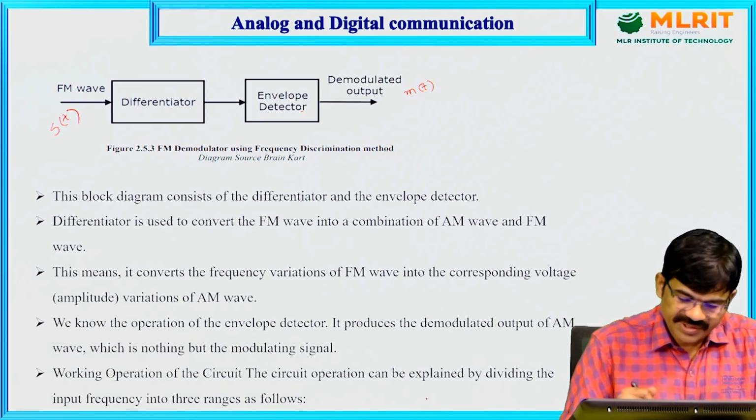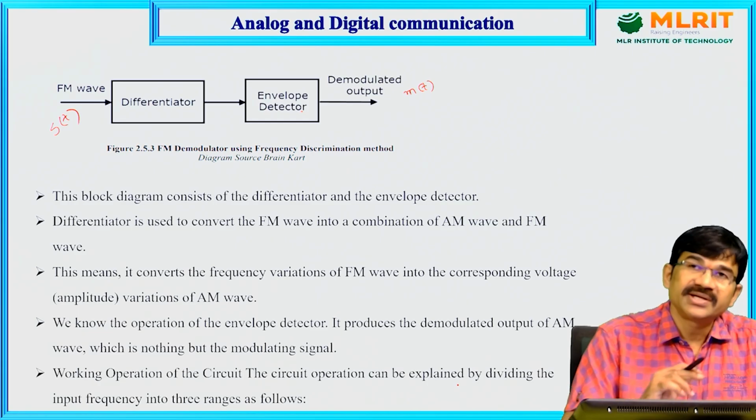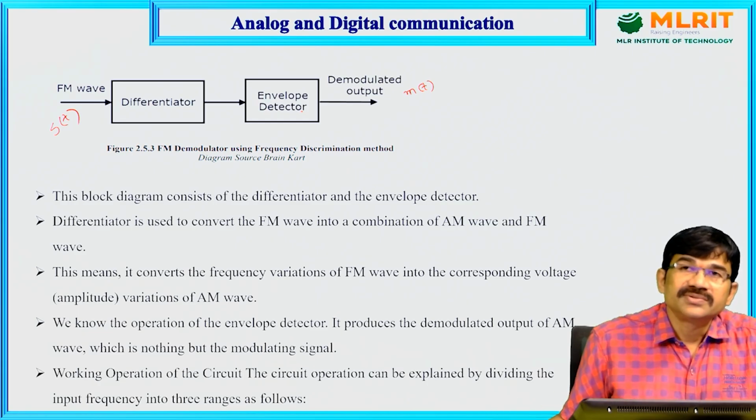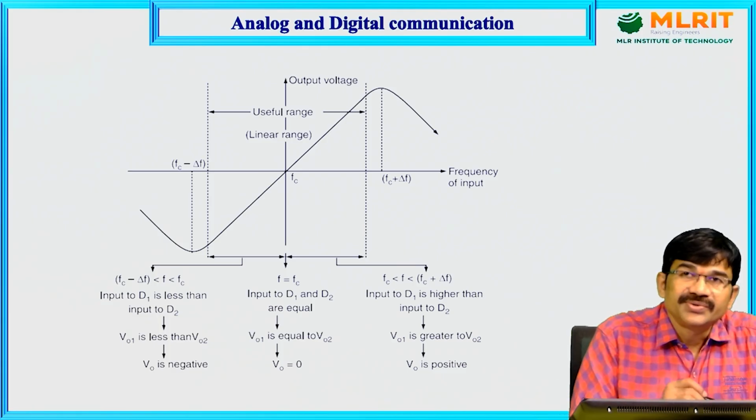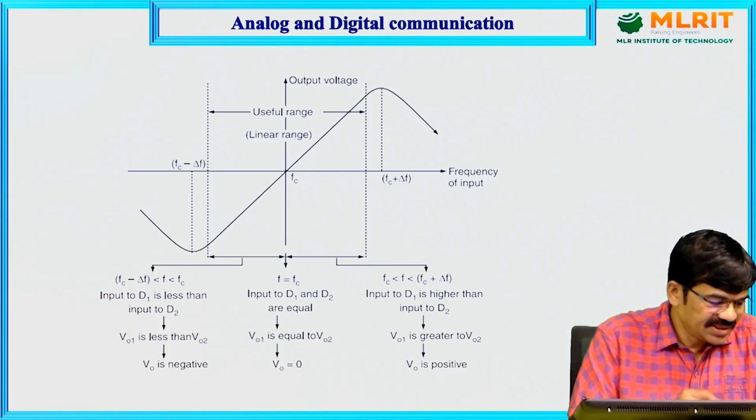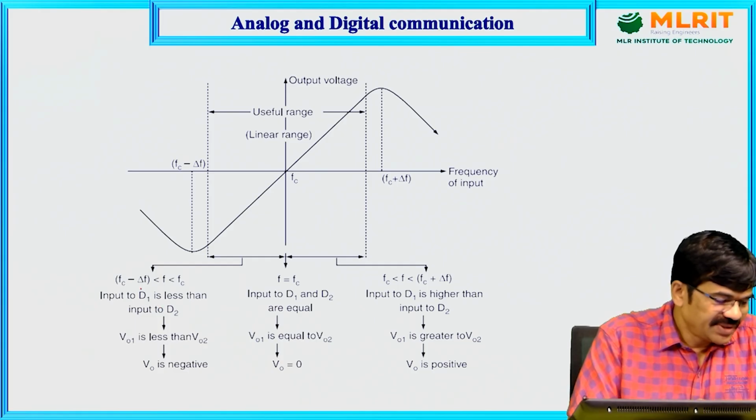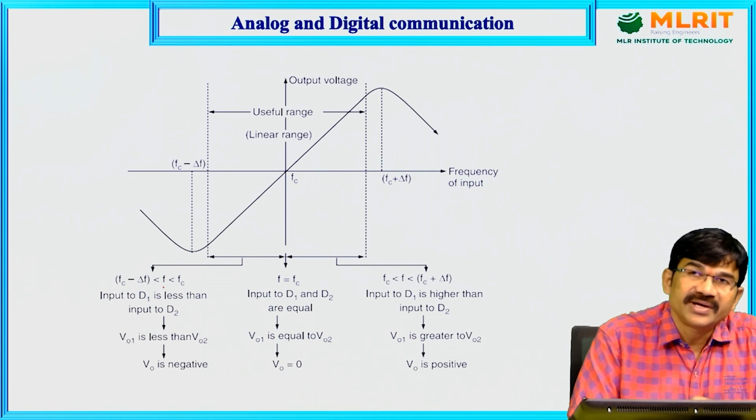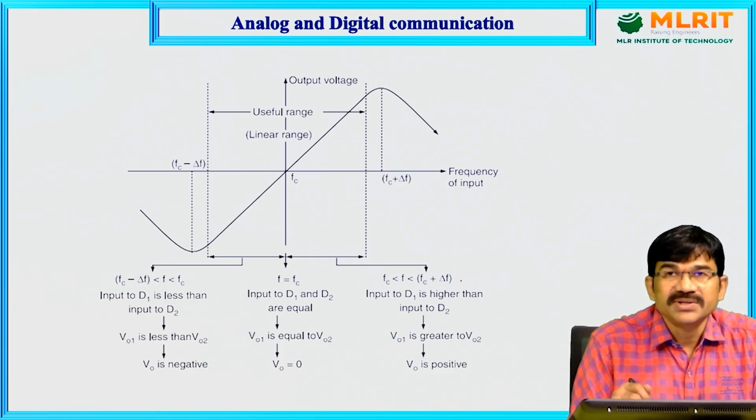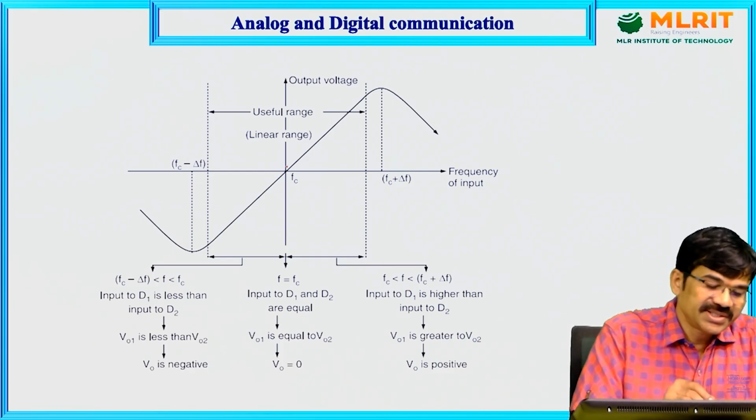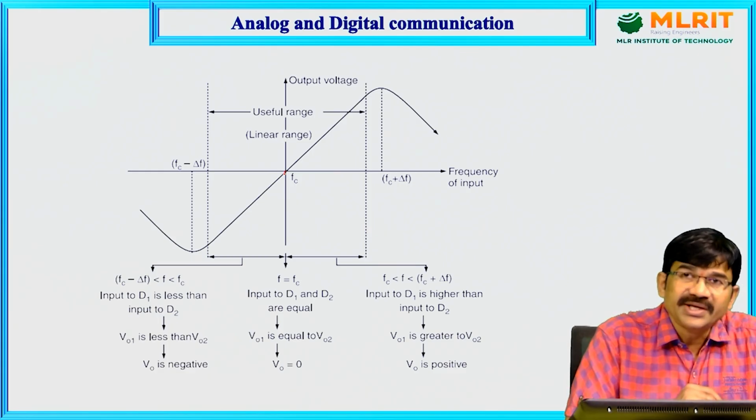The circuit operation can be explained by dividing it into three sections. The first section is tuned to fc. The second section is tuned to the range fc minus delta f to fc, and another lies within the range fc to fc plus delta f. So initially it is tuned to fc, the carrier frequency.